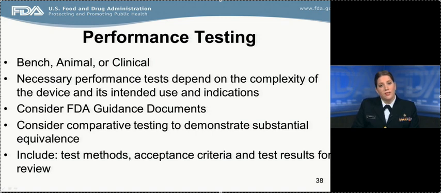You may consider comparative testing to demonstrate substantial equivalence, which could be side-by-side comparison testing of your device compared to the predicate, but that's not required. So if you are unable to obtain the actual predicate device, consider comparative testing in the sense of a table which outlines the comparison of the two different specifications and their intended use, etc. Within your performance testing, you should include your test methods, your acceptance criteria, and your test results for review.